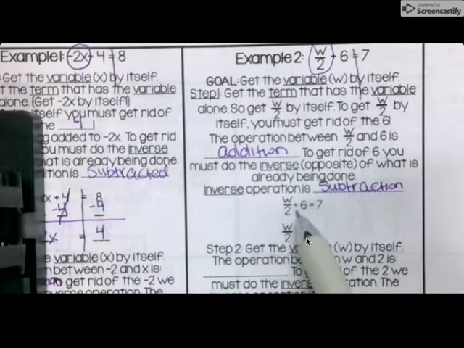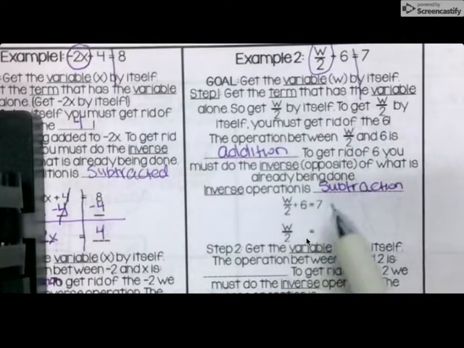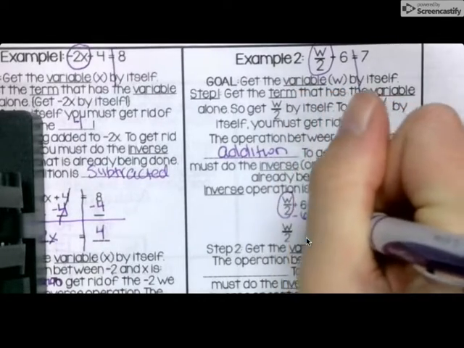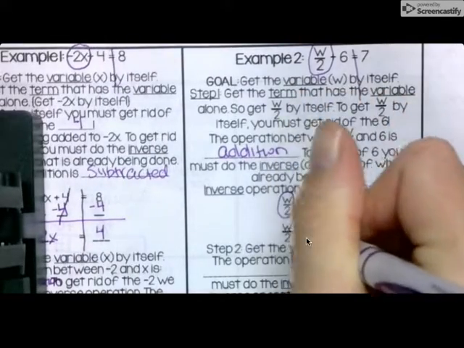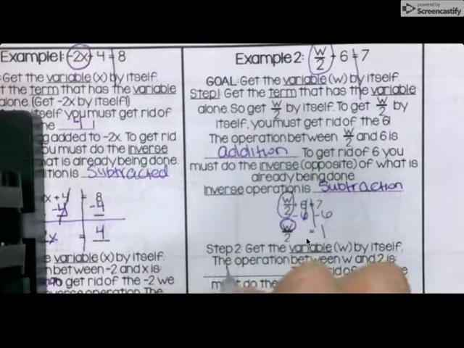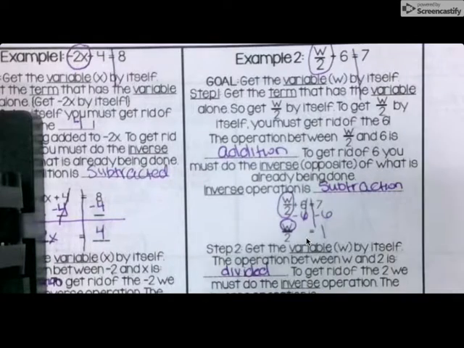W divided by 2 plus 6 equals 7. So we are going to do what with that 6? Minus 6. So W over 2 equals 1. To get the W by itself, we need to do the inverse operation. So right now, they're being divided. The inverse would be to multiply.